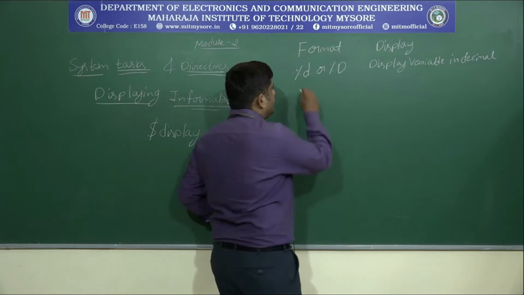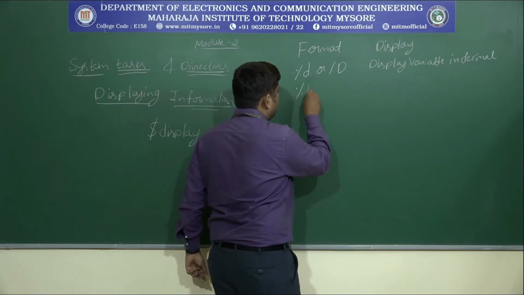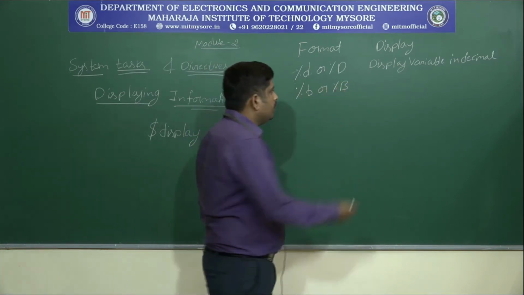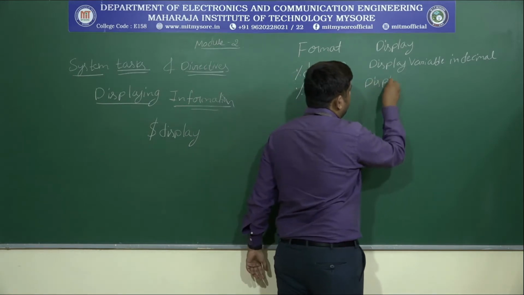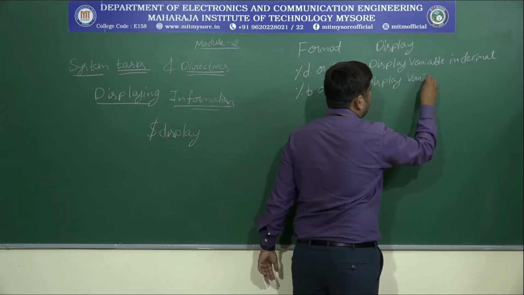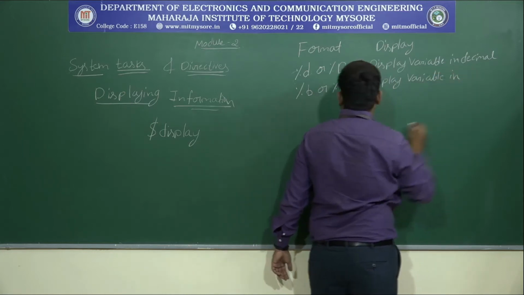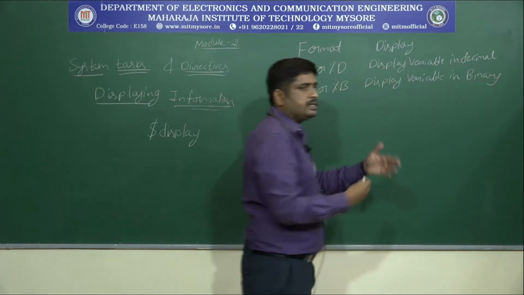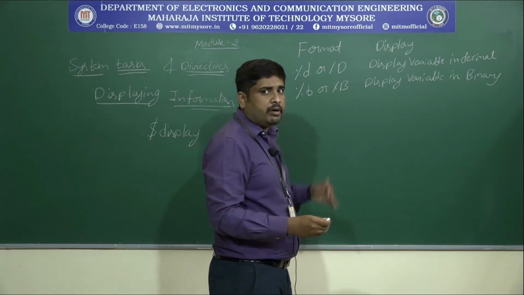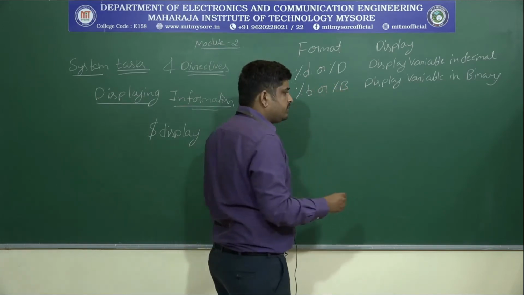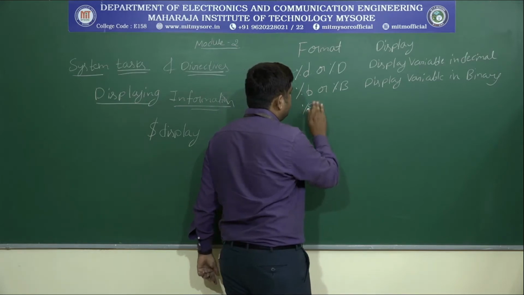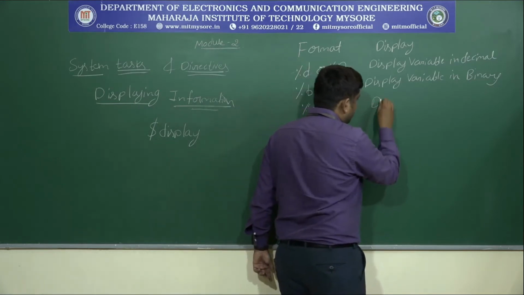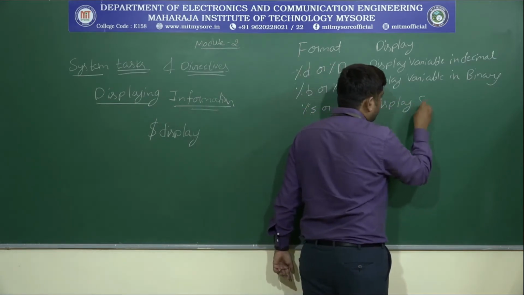Second, percent b or capital B, which indicates display variable in binary. Again, we will discuss this with an example later. These are the formats we discuss here. Next, percent s, small s or capital S, which indicates display string.